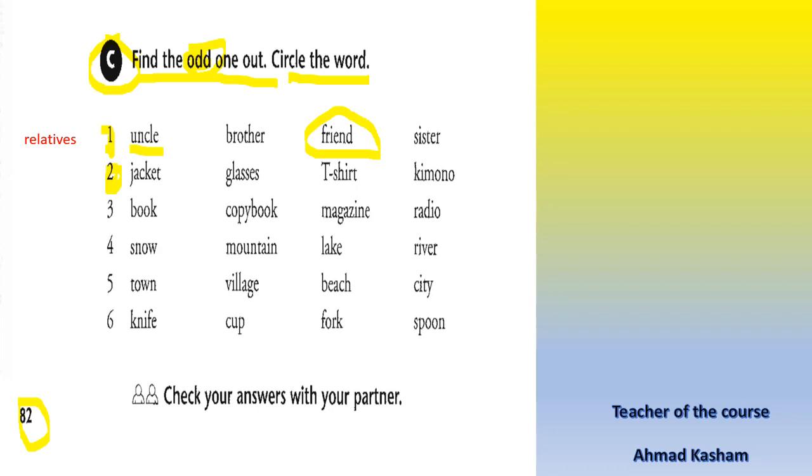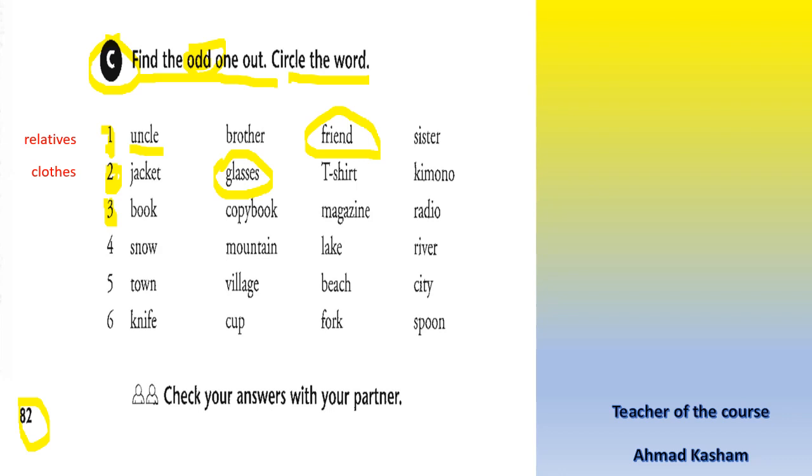Now, which one should we odd out or take out? It's glasses. Why? Because the jacket, the t-shirt, the kimono are clothes, but the glasses aren't. You put the jacket, the t-shirt, the kimono on your body, but the glasses on your face. This is the difference. Number 3.